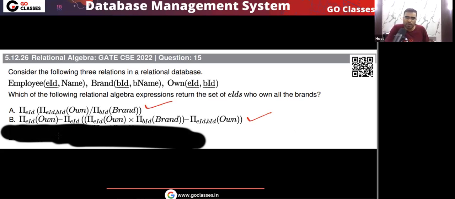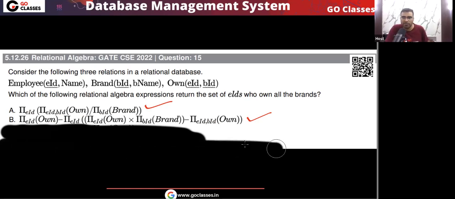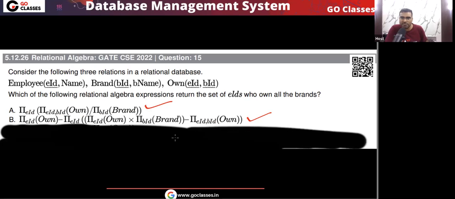And if you remember, in our lectures we have seen that option B is basically how to write the division operation in terms of basic operations. Yes or no? This is what option B is, and we have already seen this in our lectures.